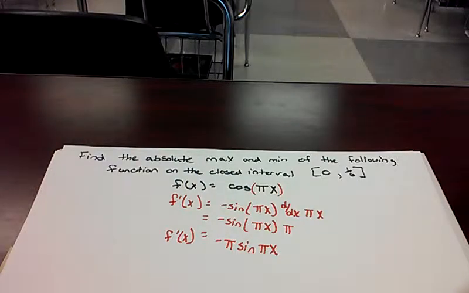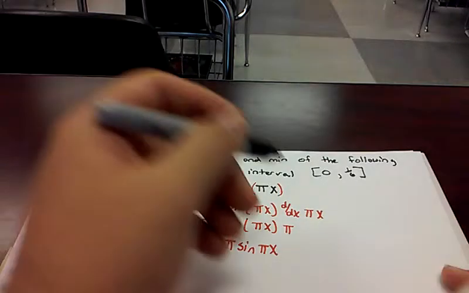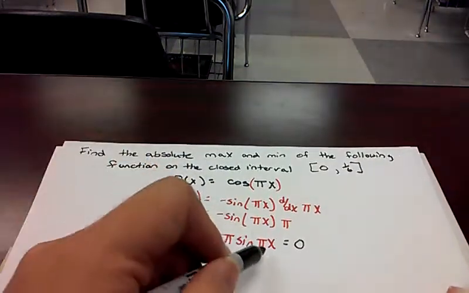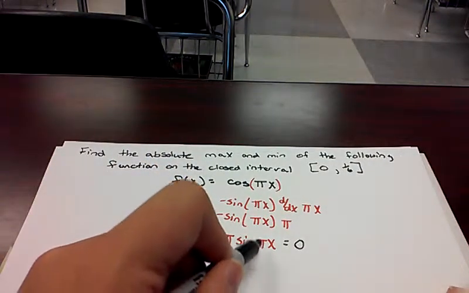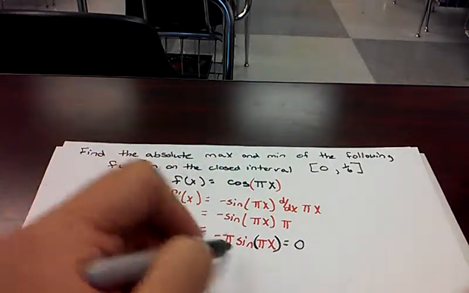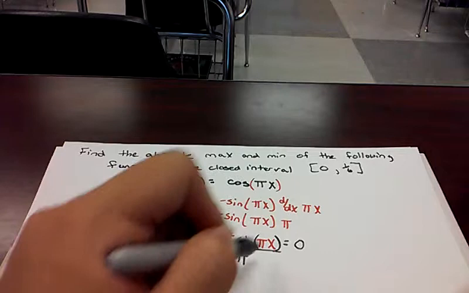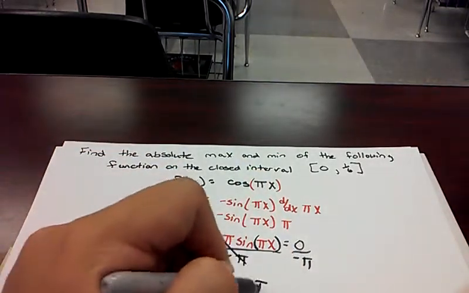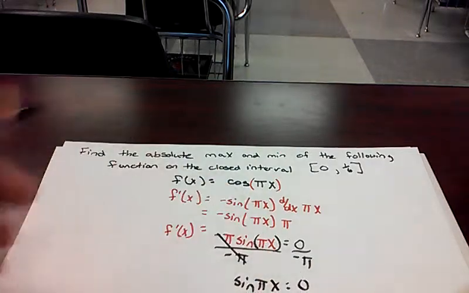Now, notice that this derivative is defined, so there's no place where it will be undefined, but I do need to see for a critical number where it's equal to 0. So I'm just going to set this equal to 0, and I notice that I can't factor out that pi, because that pi is with that sine of pi x. But what I can do is divide by negative pi, and so then that'll leave me sine of pi x is equal to 0.